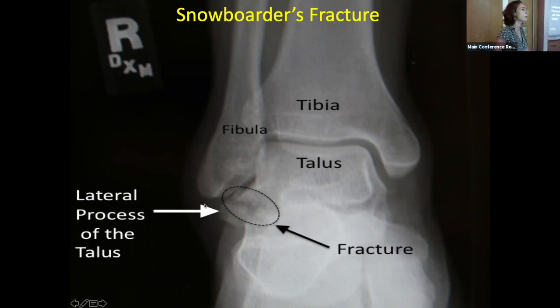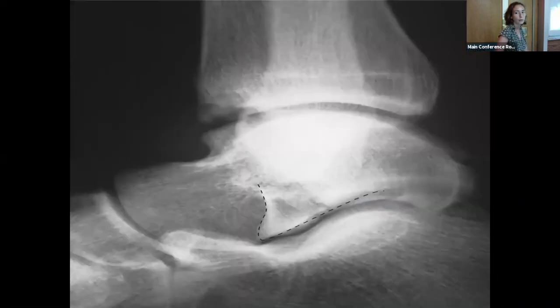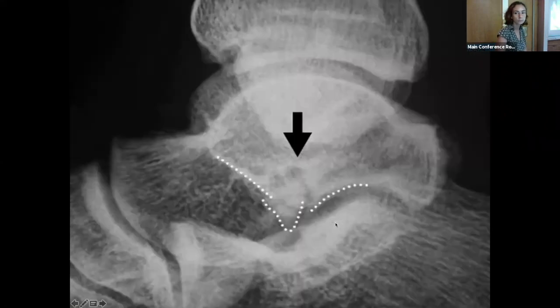But keep in mind, even though we probably don't see a lot of snowboarding accidents here in East Flatbush, it's very common also with skateboarders. So that's probably the way you see it, or motor vehicle accidents, especially if your foot is planted on the brake. And they come in with pain over the talus. They may have what's called a V sign on X-ray, and have a small subtalar effusion as well.